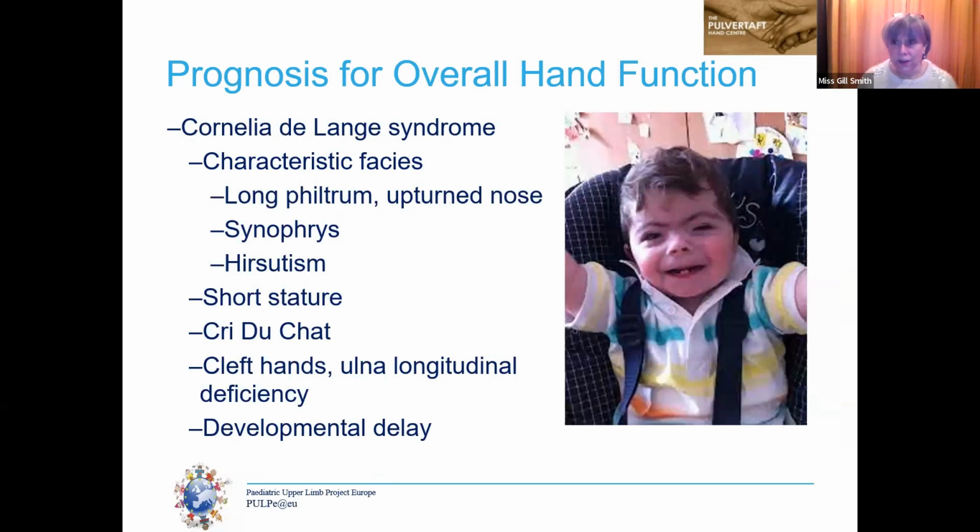Another group with significant developmental delay are the Cornelia de Lange syndrome patients. And these ones, again, have a very typical facies, and they have a long philtrum.